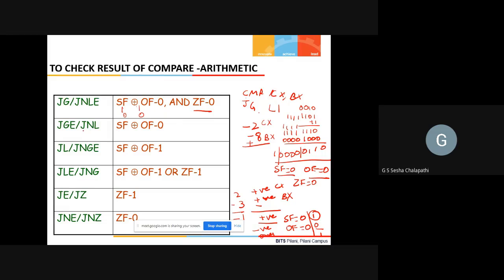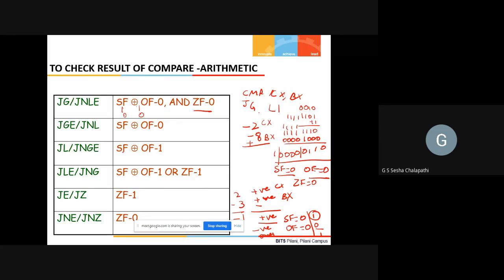Similarly, for JGE, we have to just remove the zero flag condition. When they both are 0, the zero flag will be 1. So JGE, jump if greater than or equal to, will be the case when the sign flag and overflow flag, both of them XORing, will become 0.